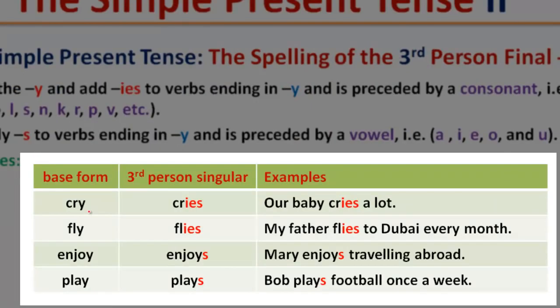Notice here that the letter y is preceded by a consonant. In this case, we delete the y and we add ies. Whereas in the verbs enjoy and play, the letter y is preceded by a vowel. In this case, keep the y as it is and add only s.